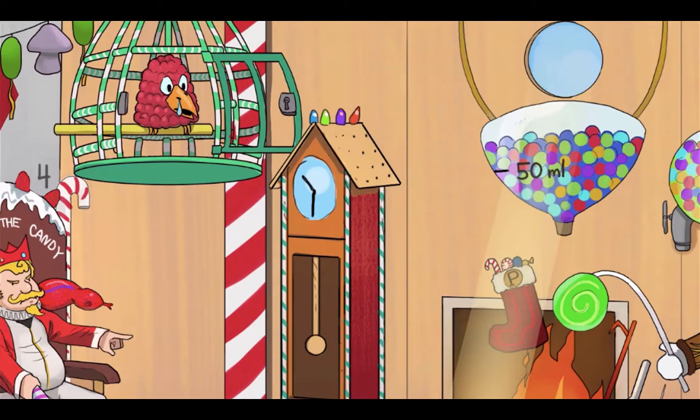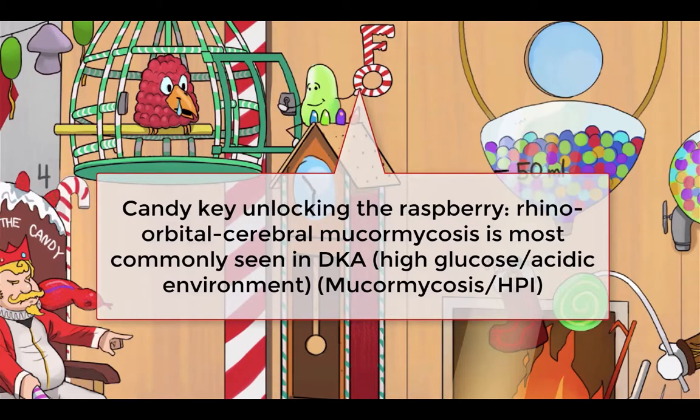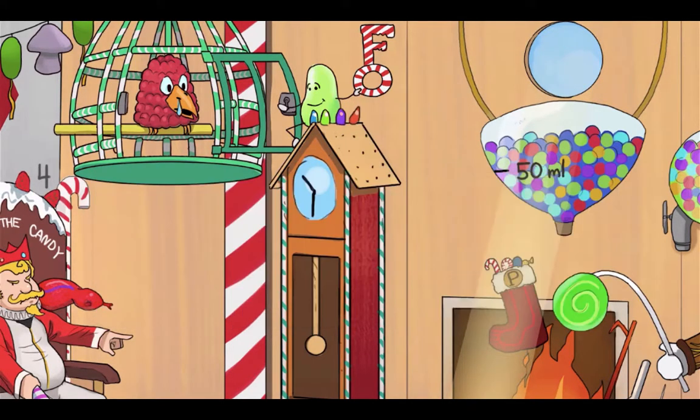Poor guy. When susceptible patients breathe in the spores, which are ubiquitous in the environment, they take root in the paranasal sinuses and respiratory tract and invade the vasculature with their hyphae. The Rhizopus genus thrives in high glucose and acidic conditions, so rhino-orbital cerebromucormycosis is actually most commonly seen in diabetic ketoacidosis. So we've brought back our DKA candy key, unlocking the Rhizopus cage.